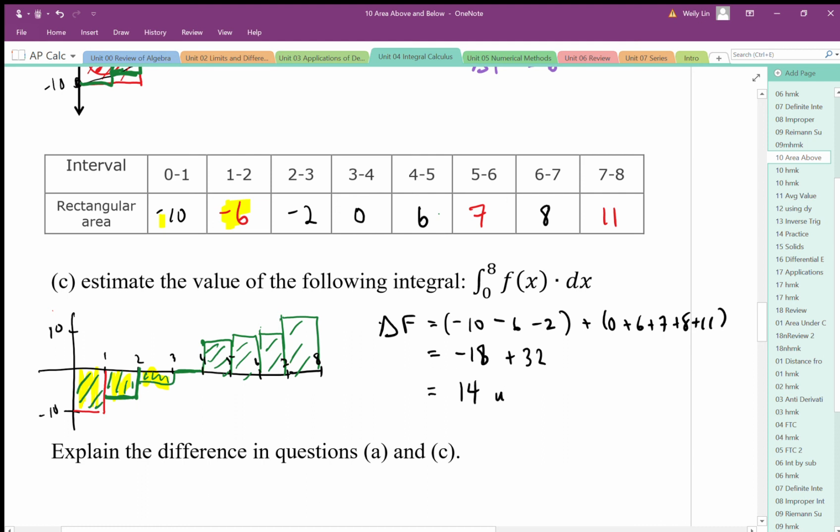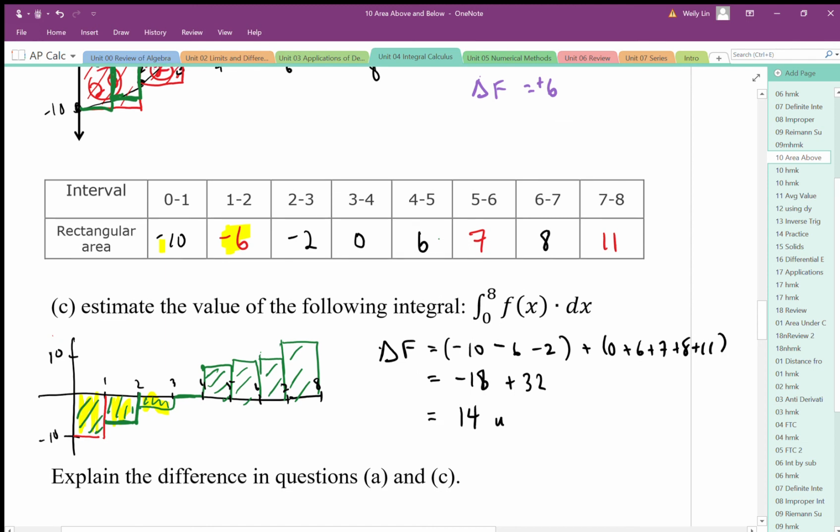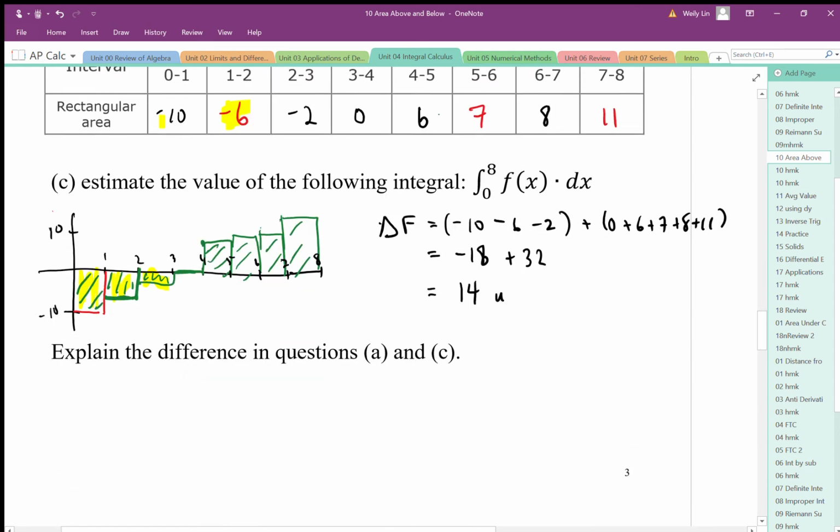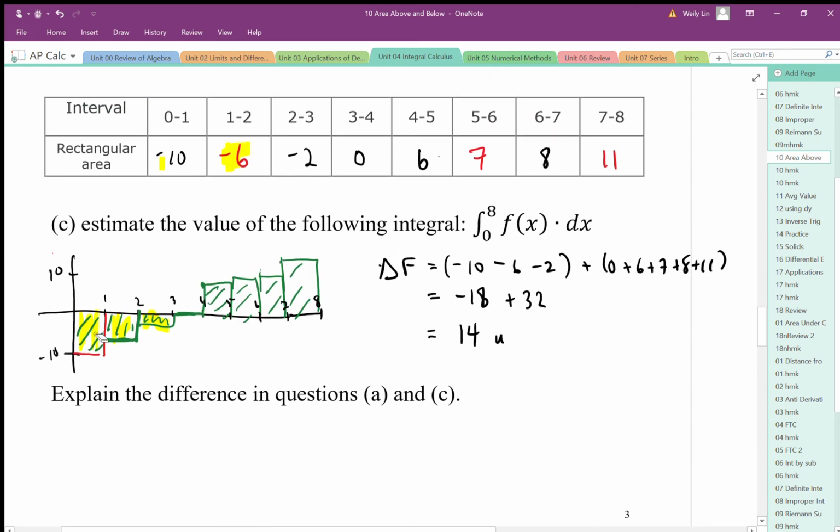Okay, and the difference between questions A and C is that, well, first of all, A has irregular widths of intervals. Okay, and this is talking about area, so we're just talking anything underneath is counted as positive. In C, okay, we have now regular intervals where I have to take mid-interval values, and the areas below are counted against the area above. Okay, so that area must be counted against that area above, and it's signed in that way.